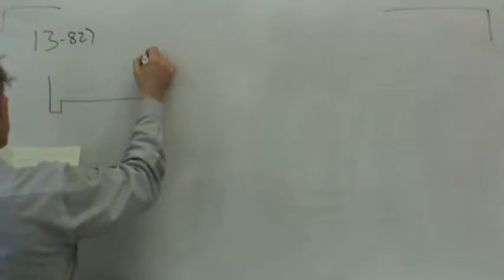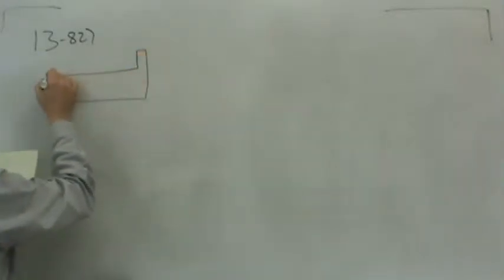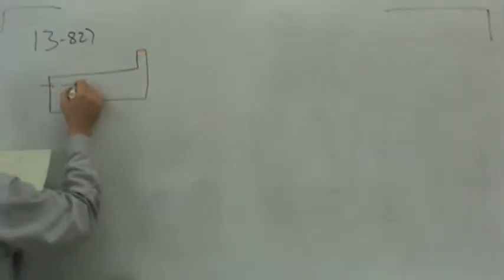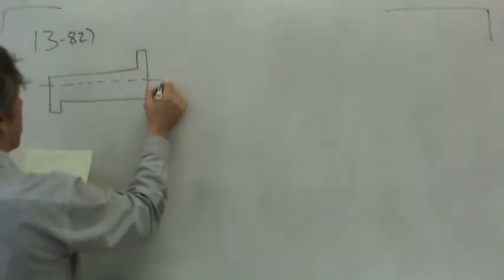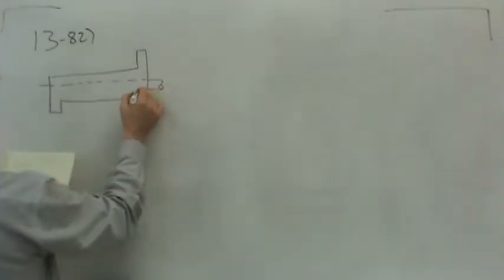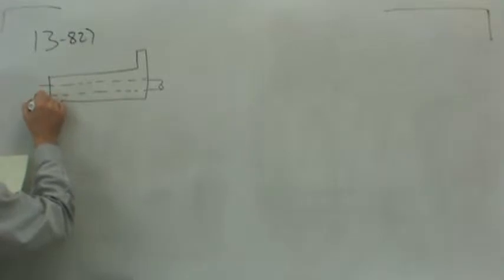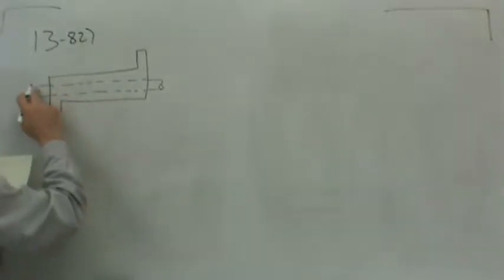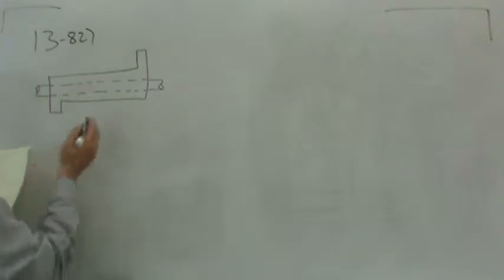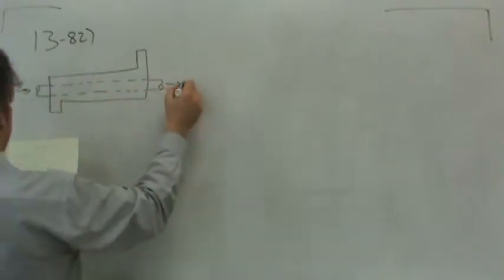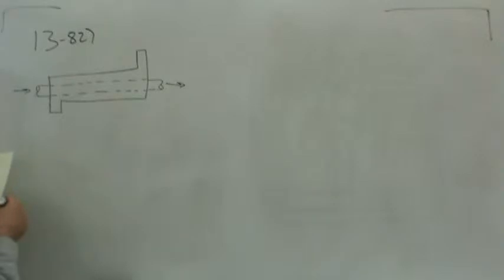So let's see. This is a double pipe heat exchanger, so it's a fairly simple, straightforward heat exchanger. There's the inner pipe. Let's try that again. There we go. And we know that we have a heating fluid at 100 degrees Celsius.